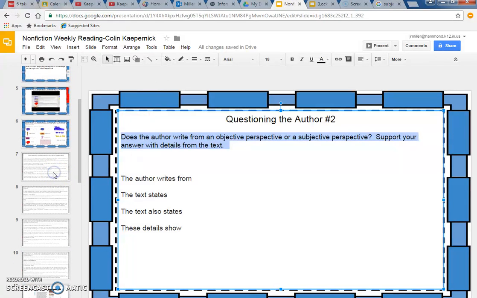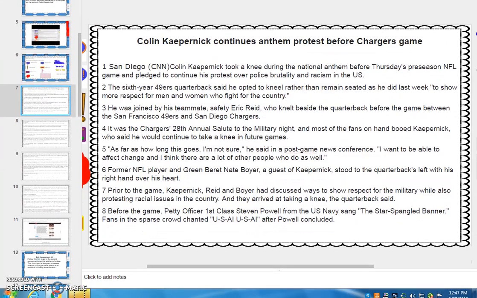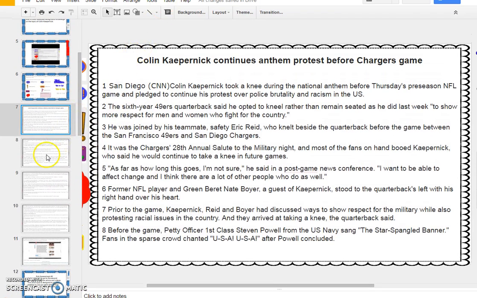And I'm going to see if the writer told only the facts, which would be an objective perspective, or if she included her own personal feelings and opinions. Let's look at this first paragraph. Colin Kaepernick took a knee during the national anthem before Thursday's preseason NFL game and pledged to continue his protest over police brutality and racism in the U.S. I'm going to ask myself, does she tell me how she feels about this? She doesn't. There are no opinion words or feeling words here. She simply reported on what happened.